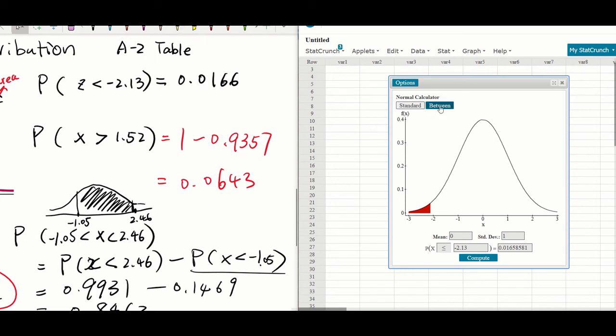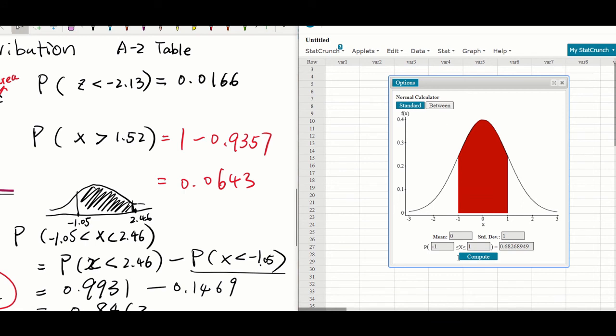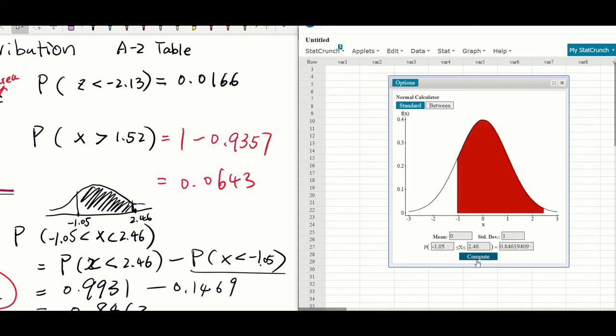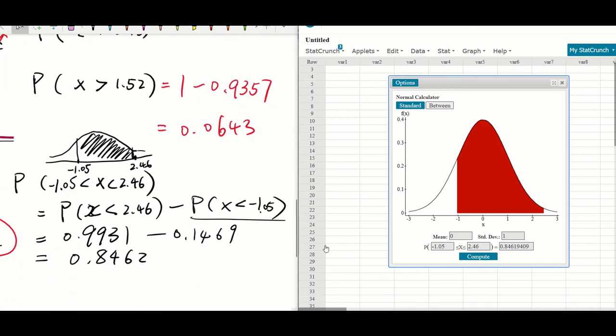Okay, last one. How do we find the interval between two values? Here you will click between. On the left end, you put negative 1.05. On the right side is 2.46. Compute, and you have 0.846, you round up to 0.8462.